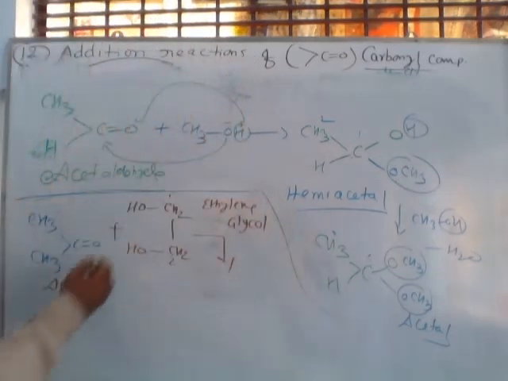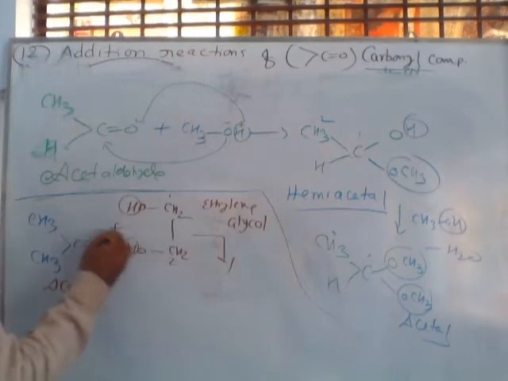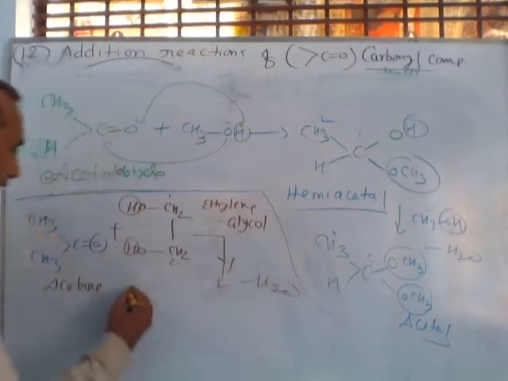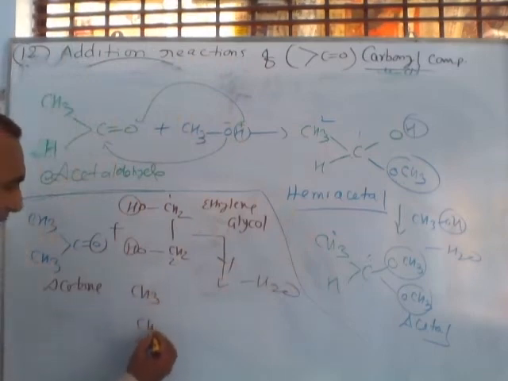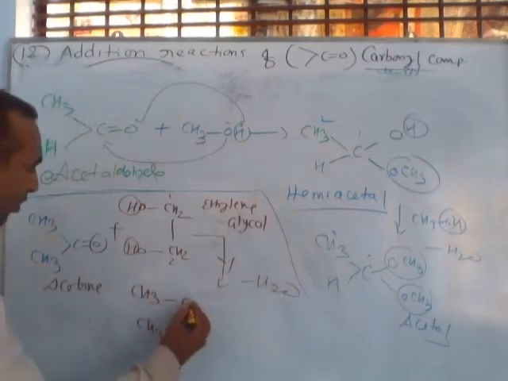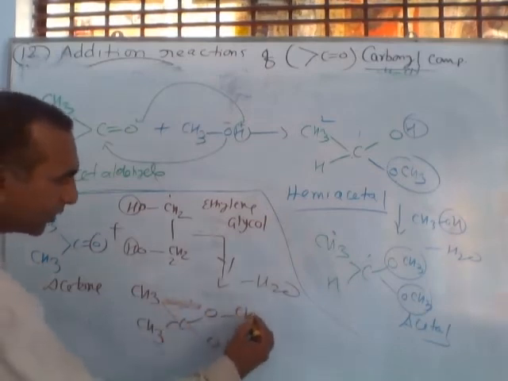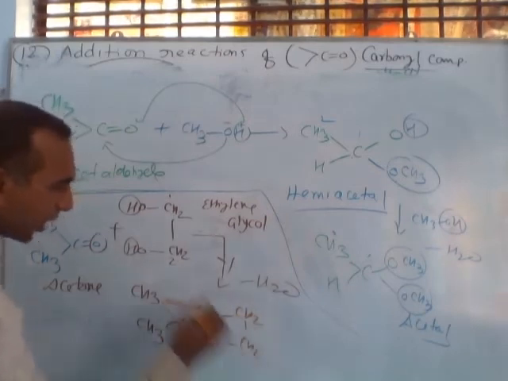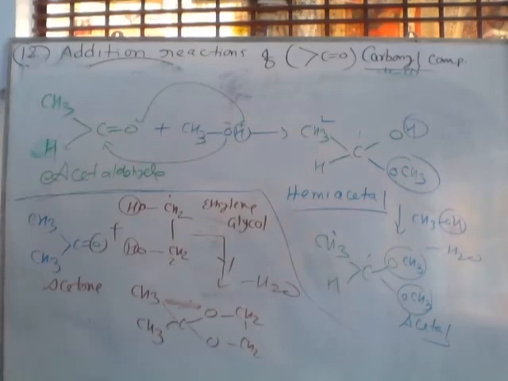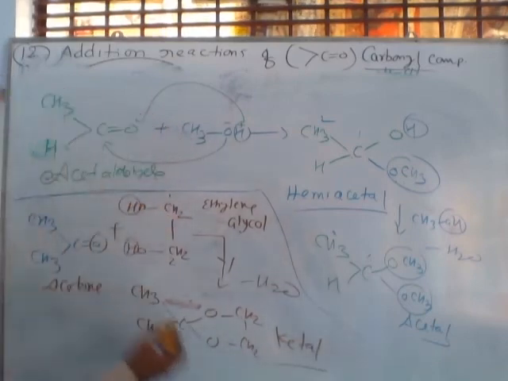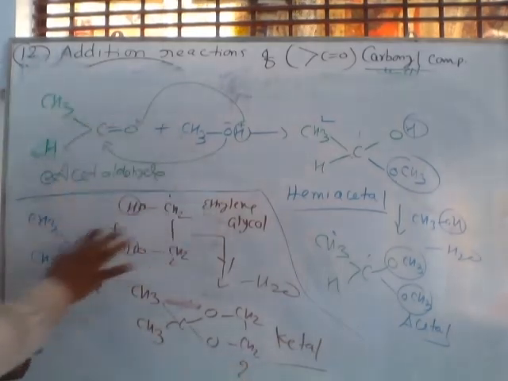So after the reaction, this H and H are removed with this O and form a water molecule, and here this type, CH3 is the direct carbon, O here CH2. This type of compound is formed. This compound is called ketal. This is ketal. Can you write the name of this compound and what is the use of this reaction?